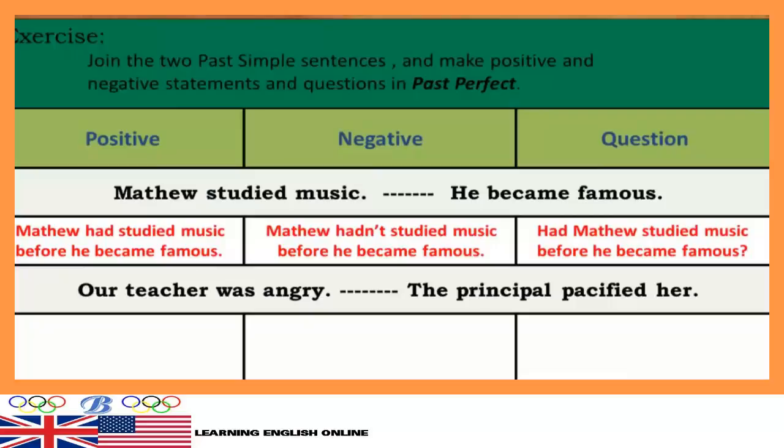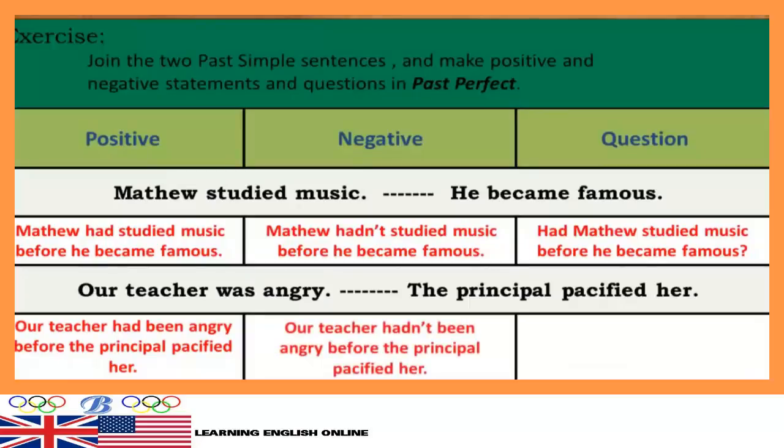The second one, our teacher was angry and the principal pacified her. The correct positive statement is: Our teacher had been angry before the principal pacified her. The negative sentence is: Our teacher hadn't been angry before the principal pacified her. And the question is, had our teacher been angry before the principal pacified her?